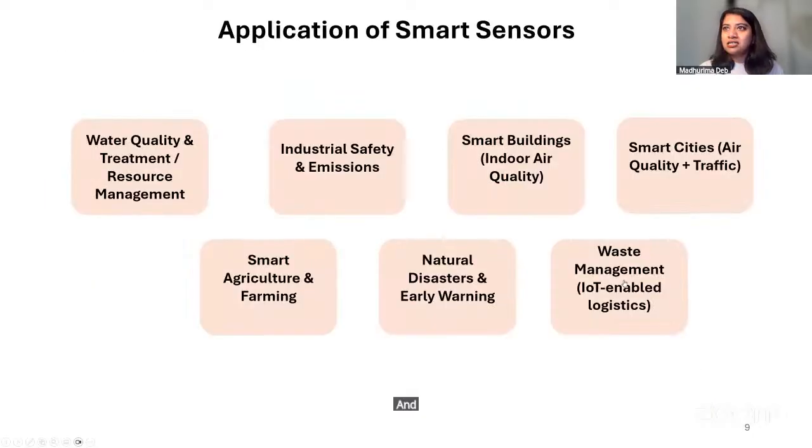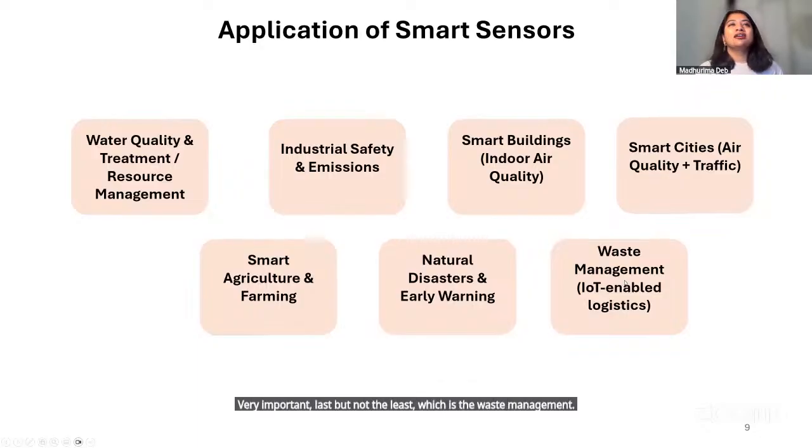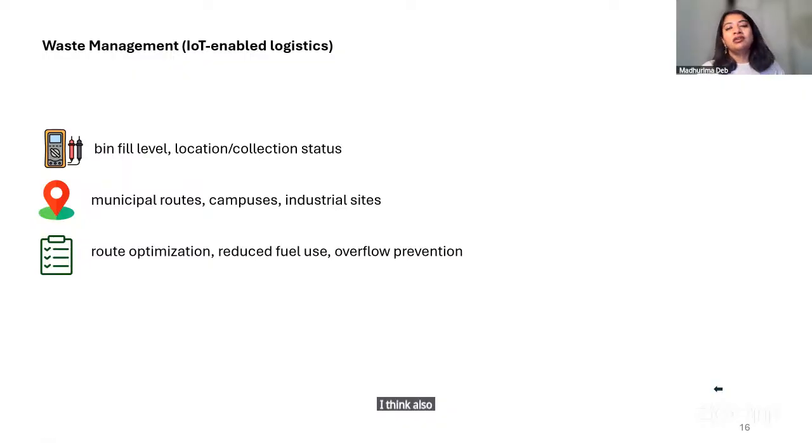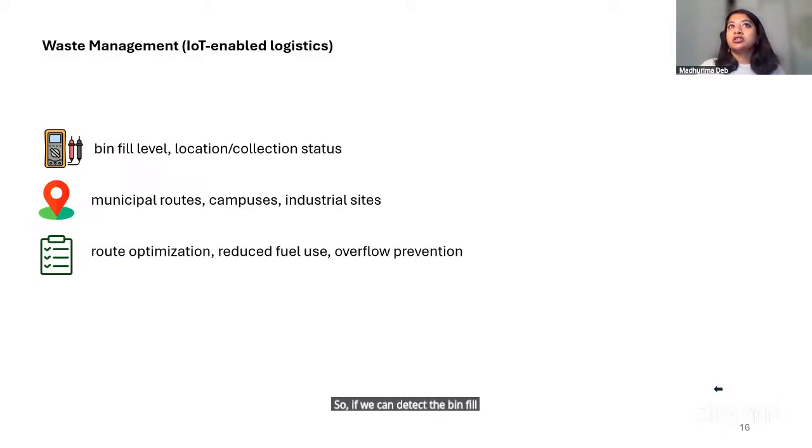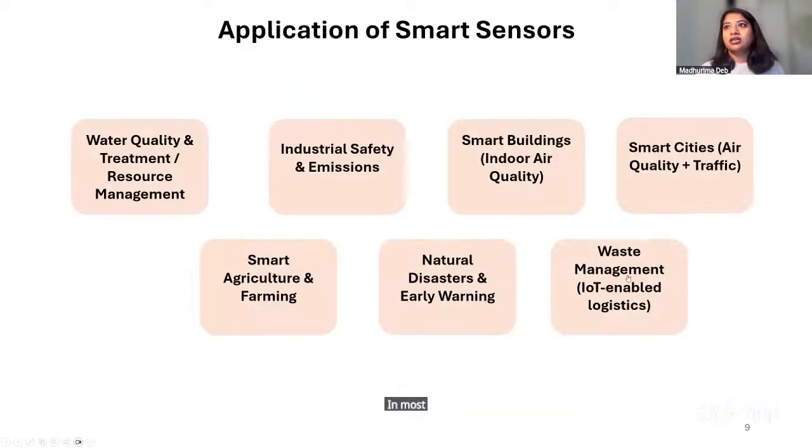And last, but not the least, which is waste management. I think it is also very essential, because one thing where human intervention can be reduced with the help of sensors, and that would be very nice, is waste management. If we can detect the bin fill level and location or collection status for overflow prevention, especially for industrial waste, that would be essential. That would be very good. And that is, I think, the current norm in most cases.